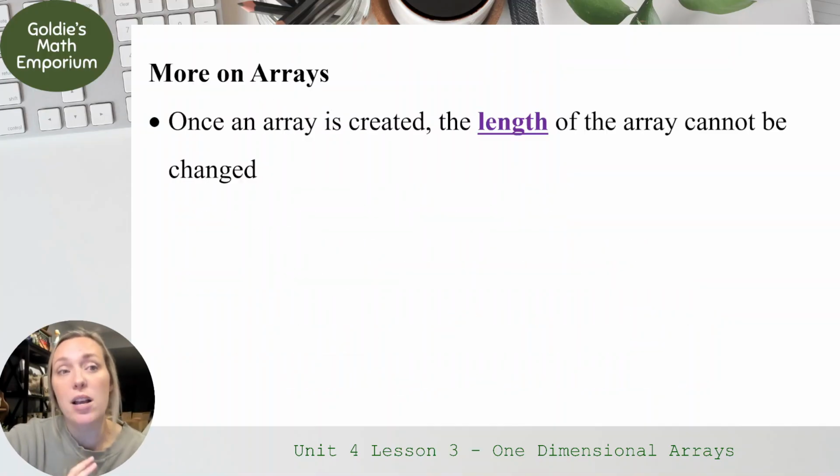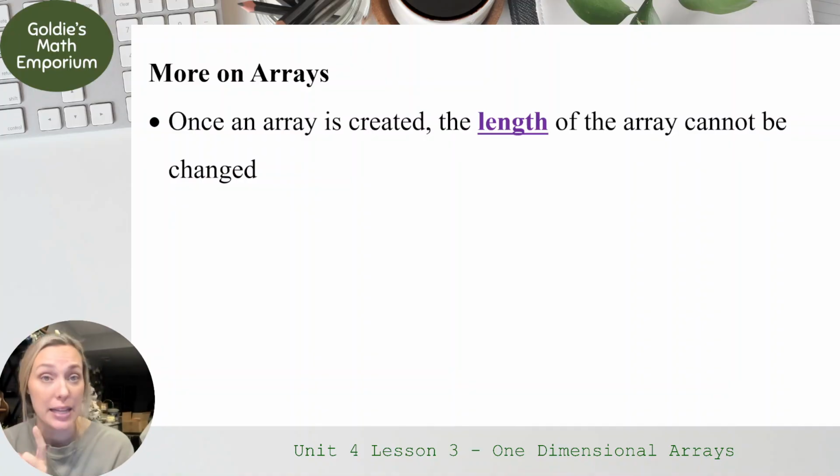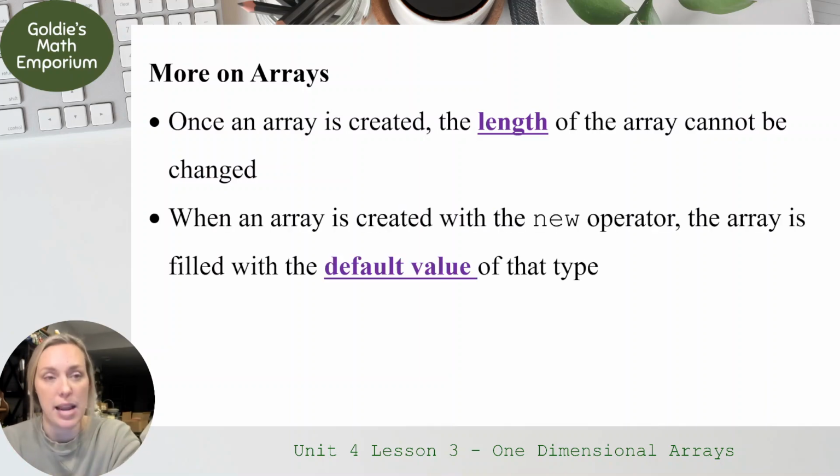A few more points to make about these arrays. Once an array is created, the length cannot be changed at all. You create an array, it's going to be a fixed length, and that's a very important property of an array, and that's one of the big things that's going to make it different from an ArrayList that we're going to learn about in a few lessons. An array has a fixed length.